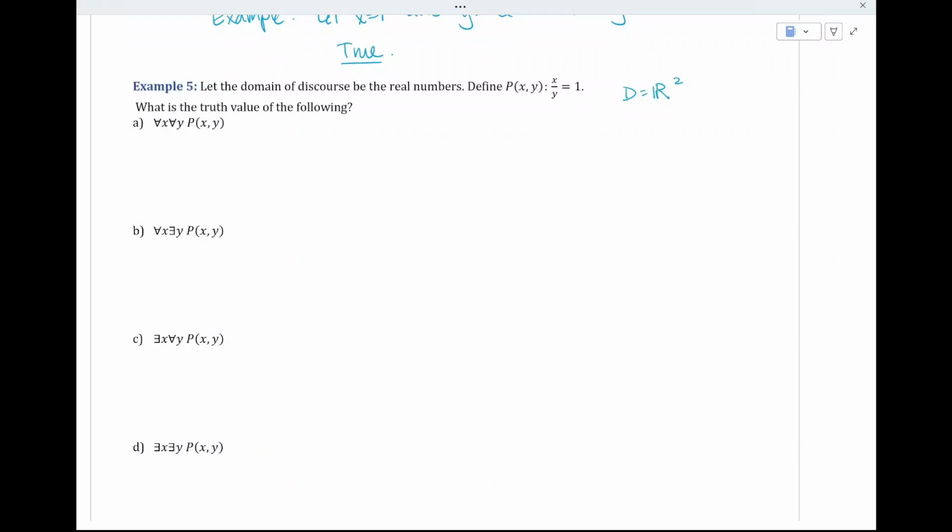What is the truth value of, for all x and all y, p of x, y? So for every x and y, this is true, that x over y is 1. Well, that's definitely not true. This is only true when x and y are the same. So it's not going to work for every x and every y. Let's show that the negation is true. We can do this, which means that there exists an x and there exists a y such that x over y is not 1. That's going to be our counterexample.